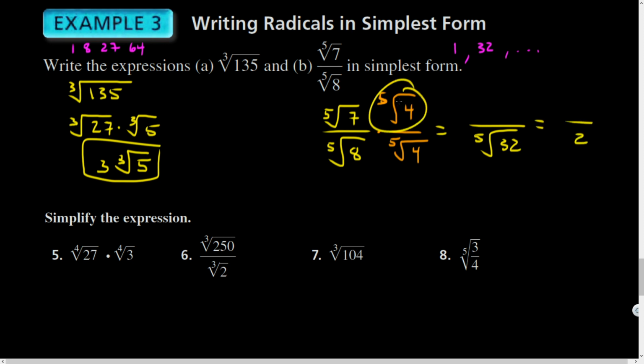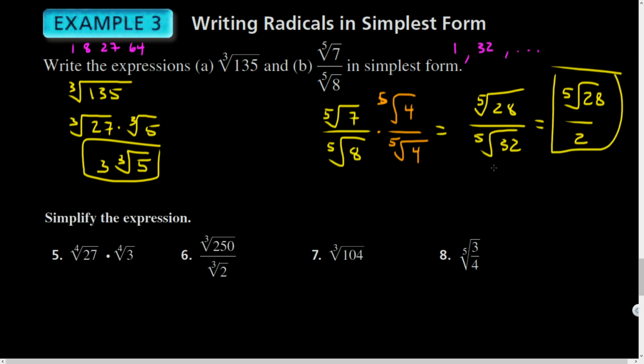Now up top, I had to multiply it by that as well because this entire thing is equal to 1. And multiplying by 1 will not change the value of something, it just changes the way that it looks. And so this will be the 5th root of, oh dear, what was I doing? 7 times 4 is 28, and the 5th root of 28, there's not a perfect fifth that goes into that. And so this would be my final answer.